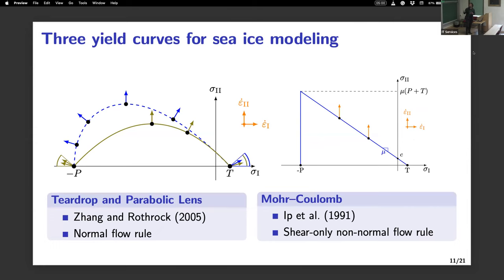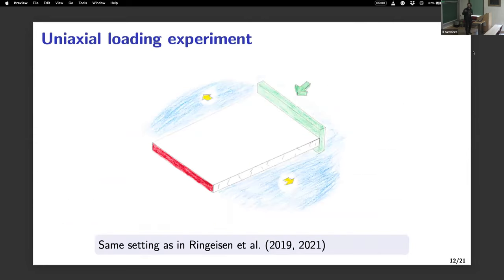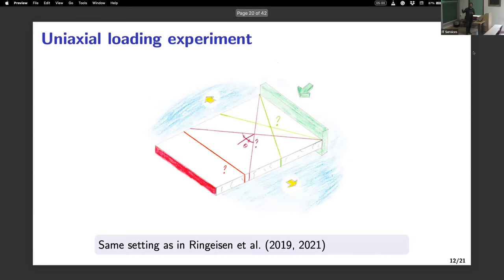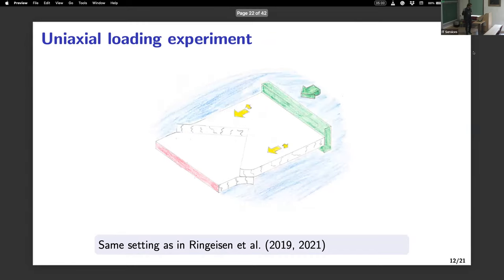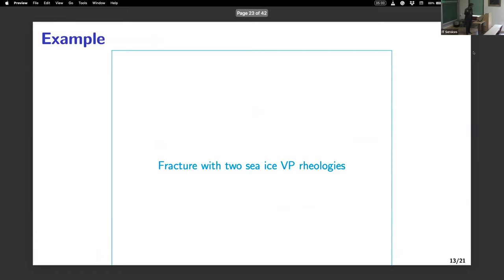So we tested this yield curve in an idealized experiment. We just have a block of ice, we block it on one side and we push on another, and we see which angle we get. It's very simple. So we have only one stress condition for our ice. It makes it really easy to know where we are on the yield curve. And then we see what happens in the simulation, if it's also opening or ridging.